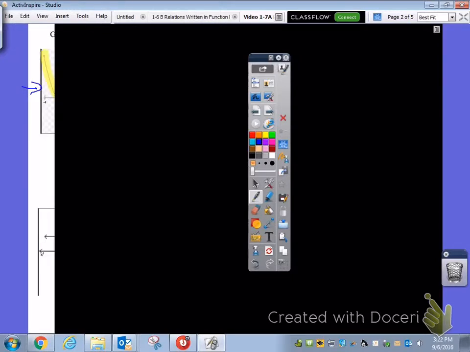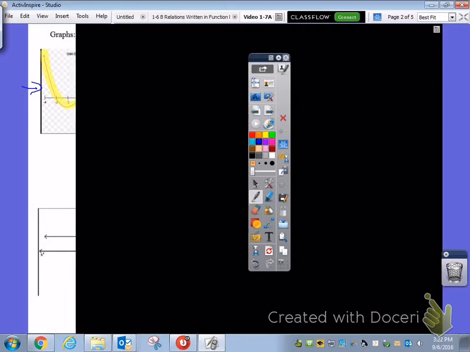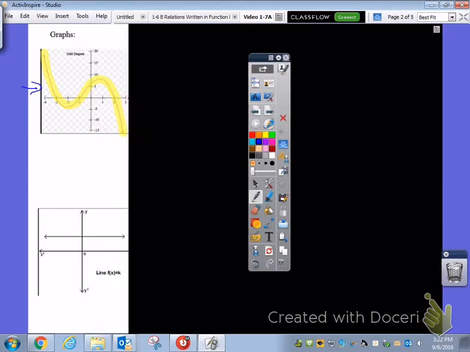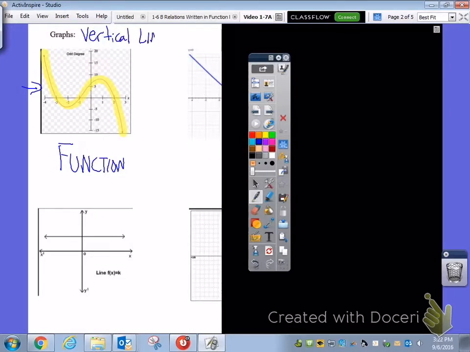That black line just cuts through it one time, and I'm just going to scroll it over. It only cuts through one place. Every single time, it only cuts through one place. So this is a function, okay? And that is by the vertical line test. This black line creates like a vertical line. This is called the vertical line test. My black reveal tool is making a line up and down.